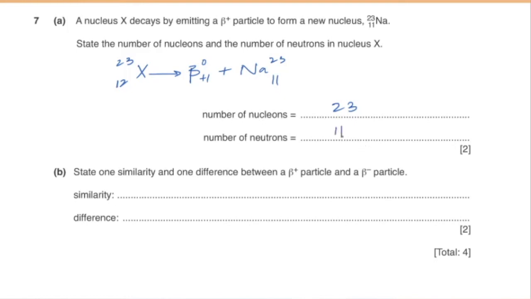Part B, state one similarity and one difference between a beta plus particle and a beta minus particle. So they share the same mass, but they have opposite charges. This carries a charge of +1 and this carries a charge of -1. So opposite charge.